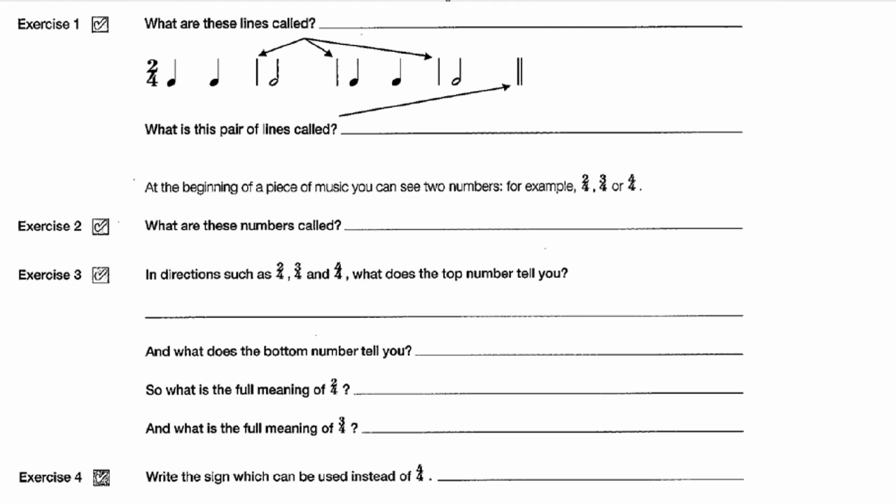So here are some more exercises. These lines, what are they called? Well, bar lines. We know that. That pair of lines at the end is called a double bar line. If the last one is thicker, we would actually be calling it a final bar line.